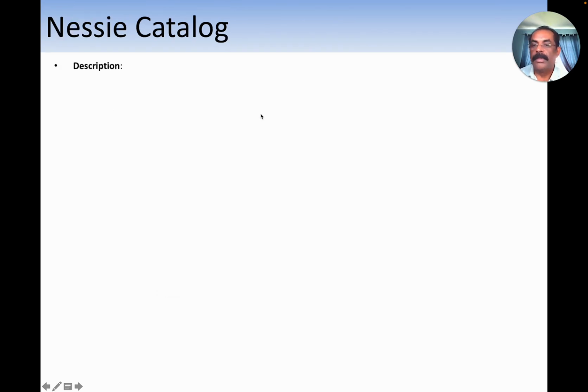So what are the more catalogs coming in? Now Nessie has a REST catalog. Polaris is coming from Snowflake. Unity Catalog is there, but open source Unity Catalog is not ready yet.